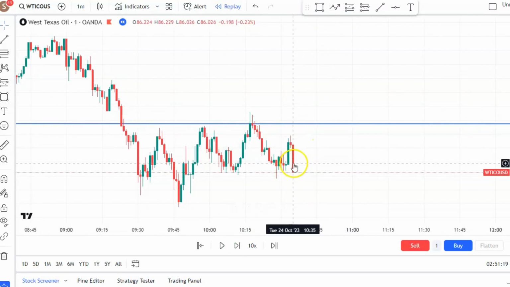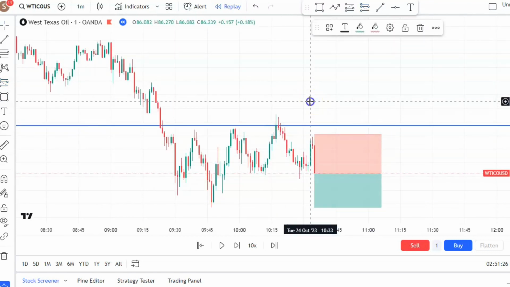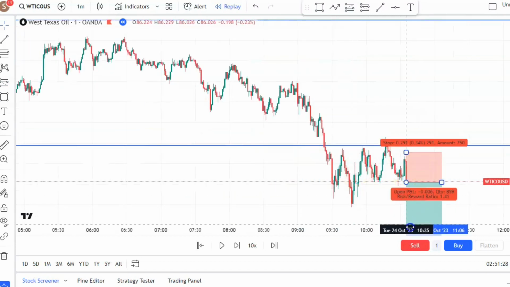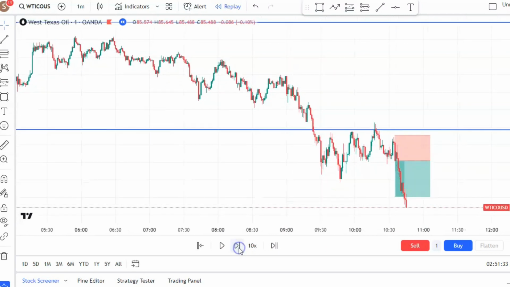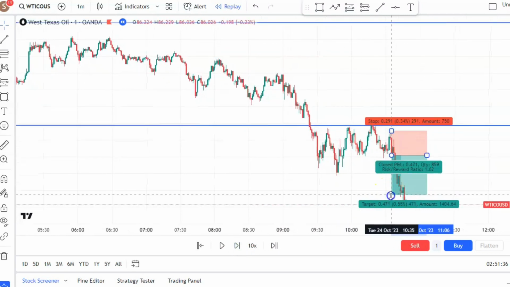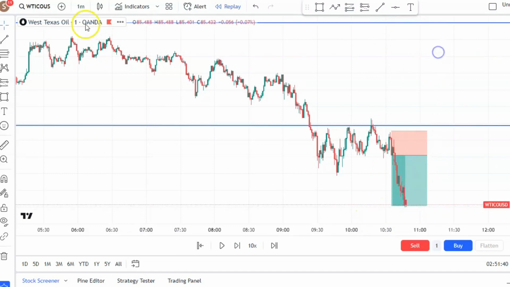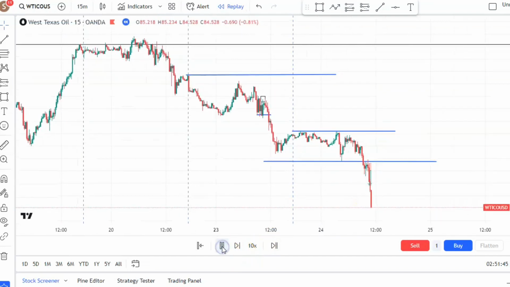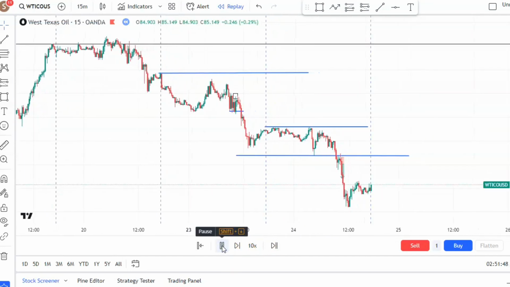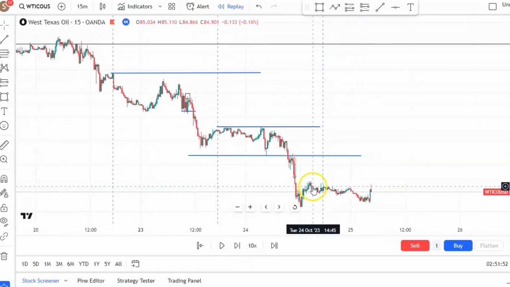Now, this is one entry that I would take. I'll explain this entry in detail in a different video, but for now we're just looking at, okay, if we took trades, what would happen? And that was a very good entry. Price continued doing its thing. So we are still selling.